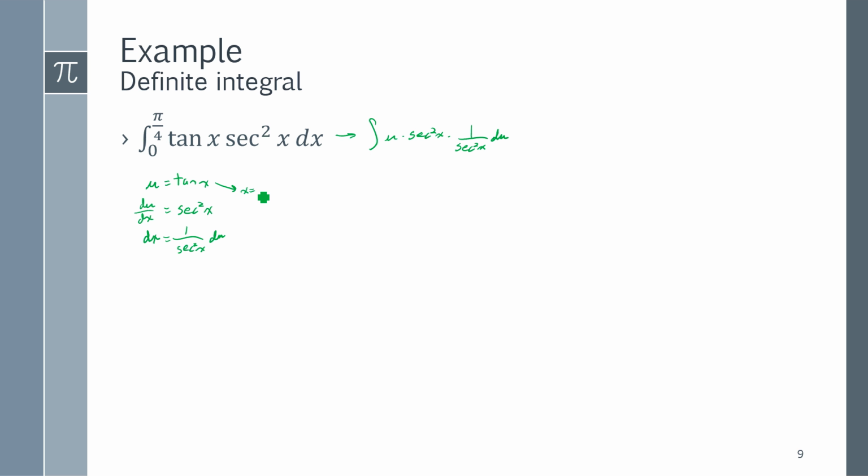If x is equal to 0, u is the tangent of 0, which is 0. If x is pi over 4, then u is the tangent of pi over 4, which is 1, so it's 0 to 1. So I have the integral from 0 to 1 of u du, which is 1/2 u squared from 0 to 1, which is 1/2 minus 0. And there is my evaluated definite integral.